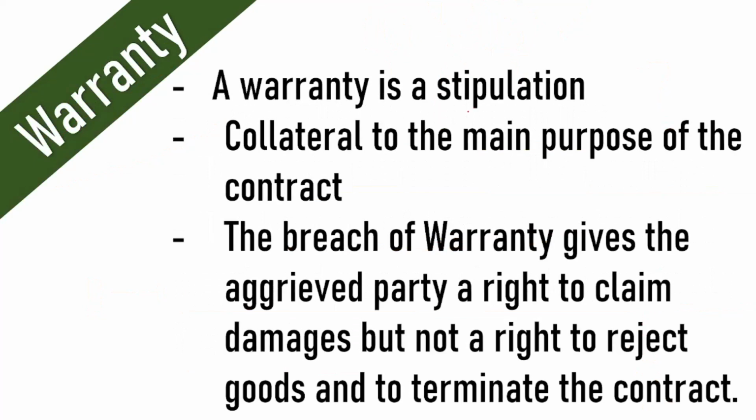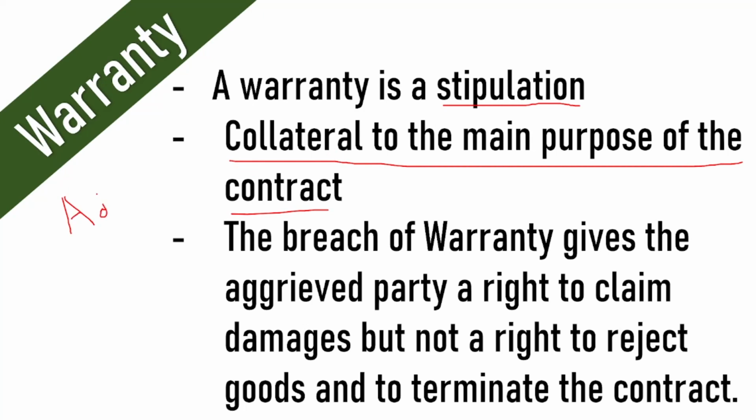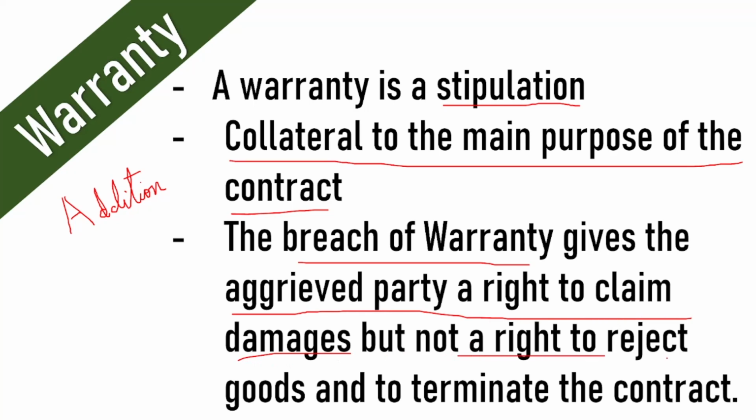Next is warranty. Warranty is also a stipulation, but it is collateral to the main purpose of contract. Collateral means what? It is an addition to the main purpose. Which is the main purpose? The main purpose is condition. So this warranty acts as an addition or subordinate to the condition. In case of breach of warranty, the aggrieved party has a right to claim damages but not to reject the goods and terminate the contract.